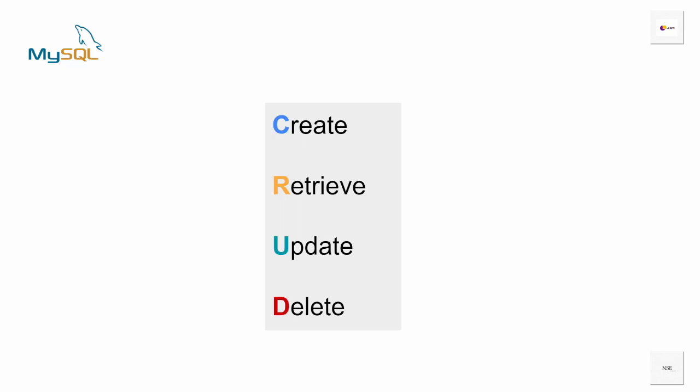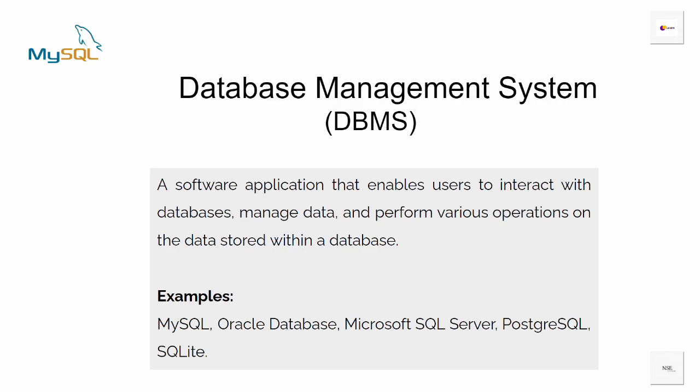This is to say that we are going to write SQL statements or queries. To write SQL queries, we need a database management system. A database management system is simply a software application that enables you to interact with databases, manage data, and perform various operations on the data stored within a database. We are going to see how this works. Some examples of database management systems are MySQL, Oracle database, etc.